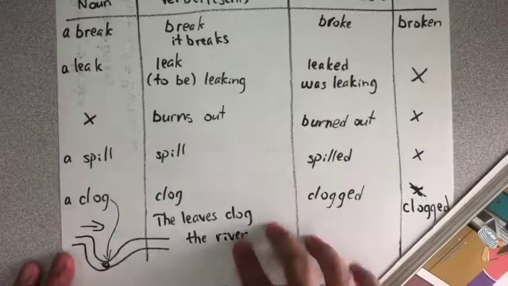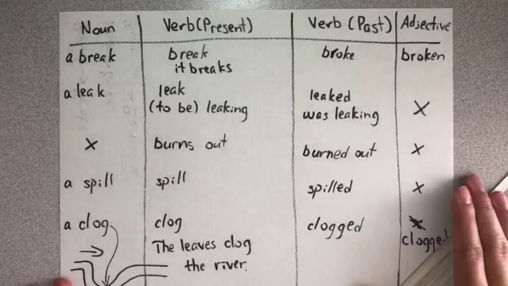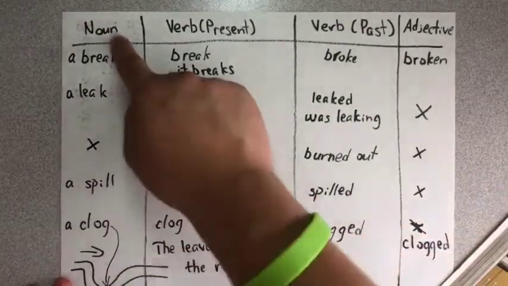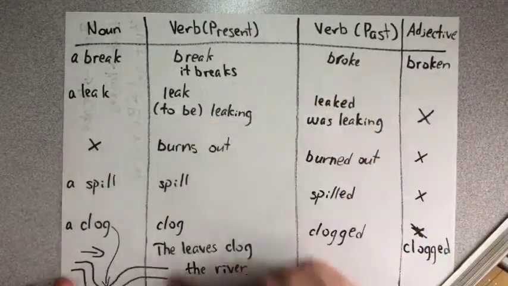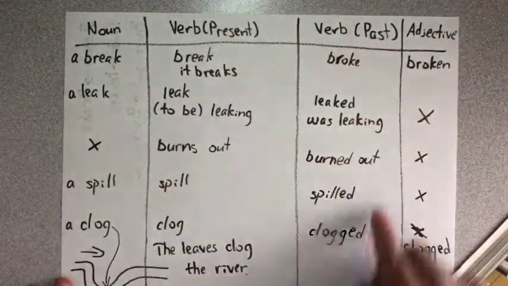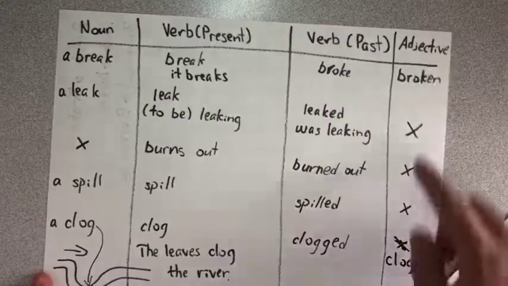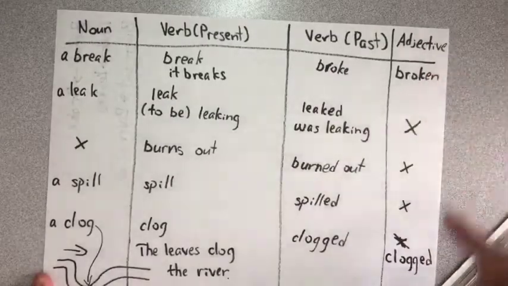So all of these words describe problems with things in the house. We have nouns, verbs in the present, verbs in the past, and adjectives. There's only two adjectives, broken and clogged.